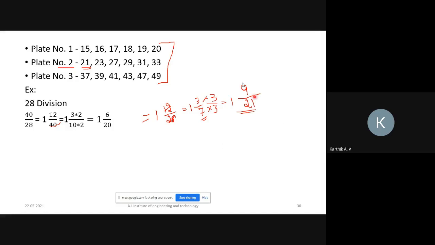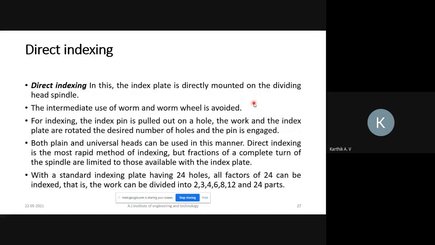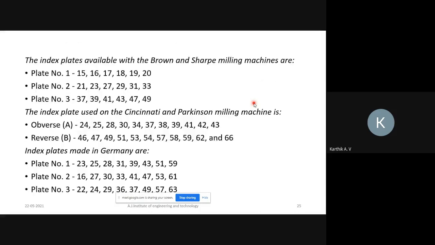So this means that one full rotation of the crank in plate number 2, 21 hole circle, and count 9 divisions. So this calculation is nothing but 1 and into 9 divided by 21. You should take which plate number? Second plate number. In that you should select the 21 hole circle.